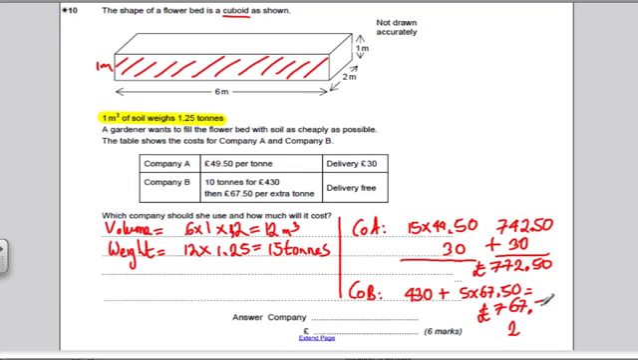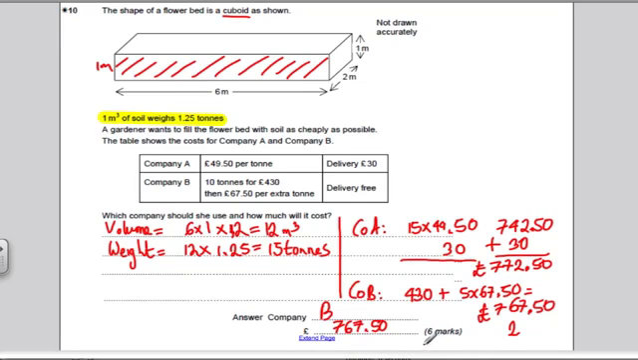£767.50. So which one is cheaper, company A or company B? Well, clearly company B. So the answer is company B. How much? £767.50. And that was 6 marks.